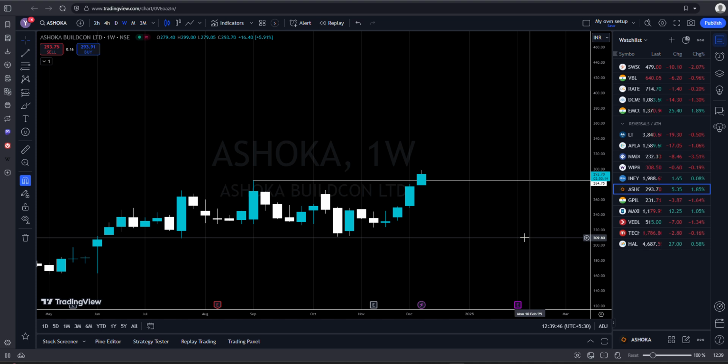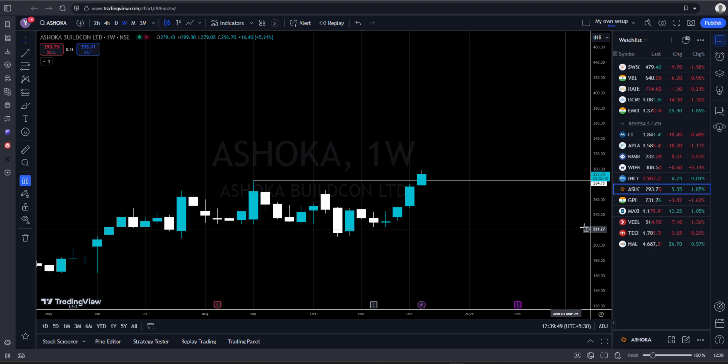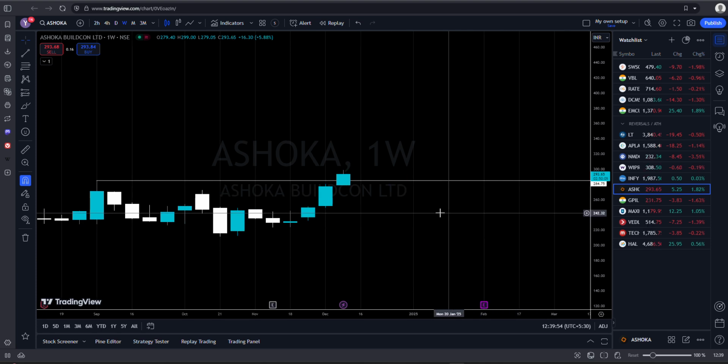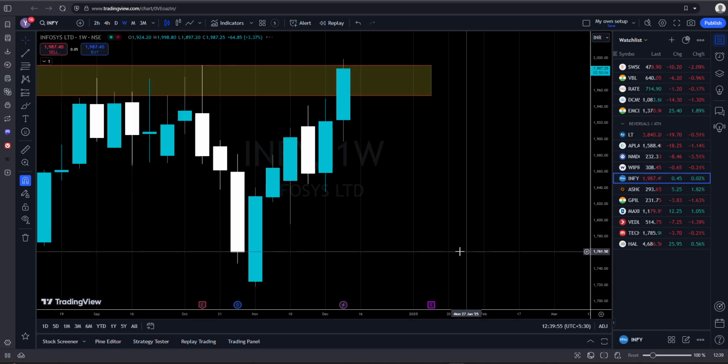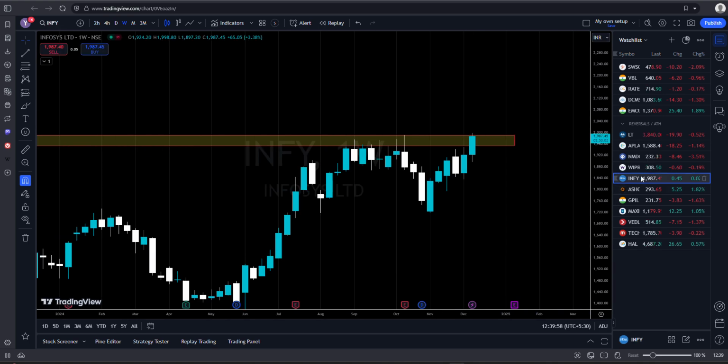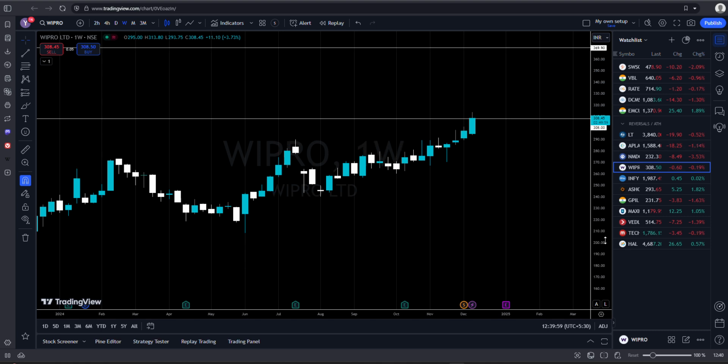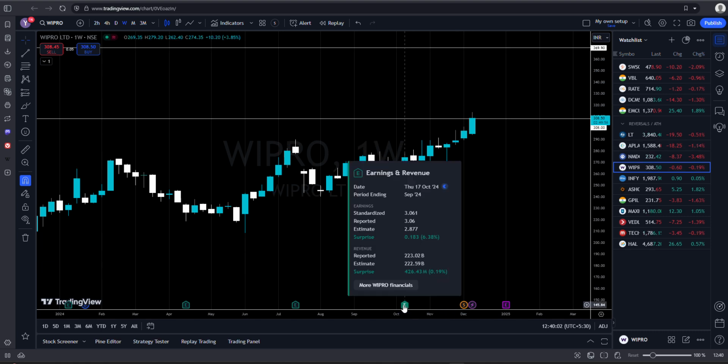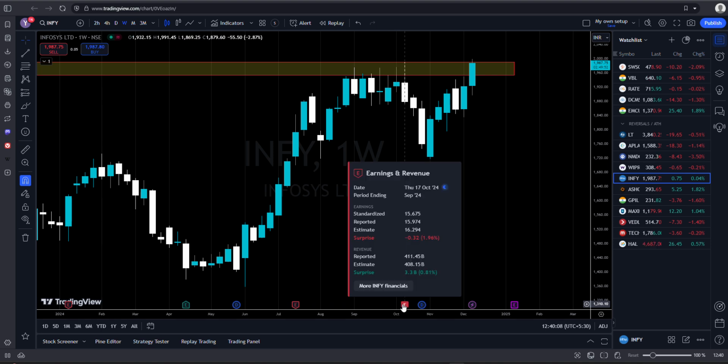The weekly candle is very weak. That is the reason why it's not showing today. Okay, see, Ashoka Buildcon made a breakout already. I will buy it either today or on Monday. Okay, Infosys. Likewise, you can check whatever you want. See, there is a report that gave 426 million extra revenue. Awesome. Infosys made, see, the surprise is good.